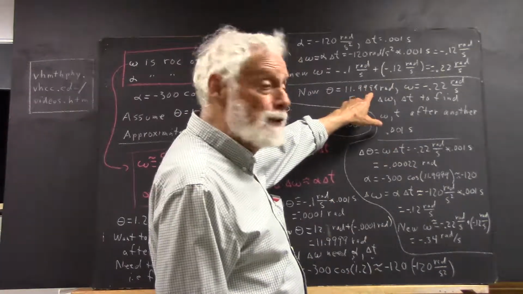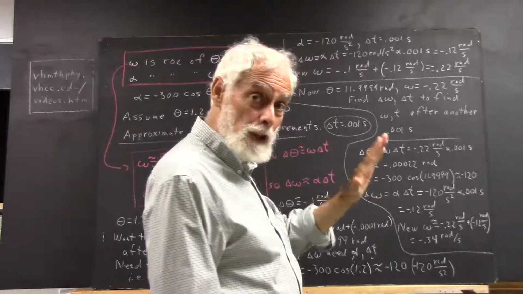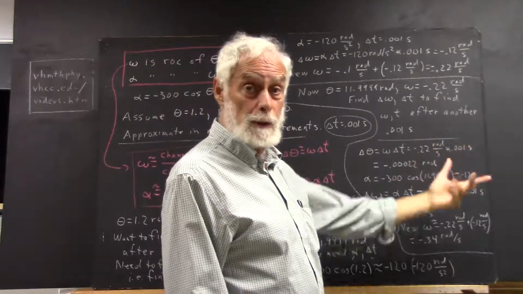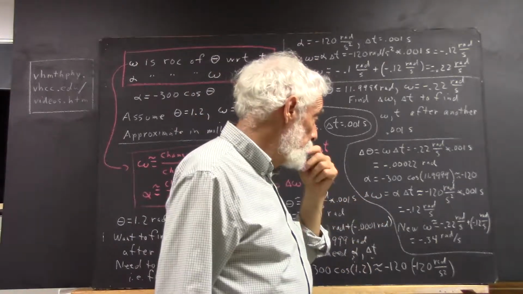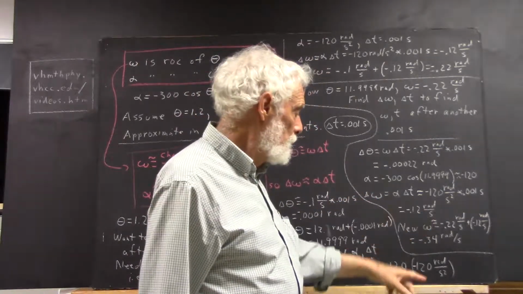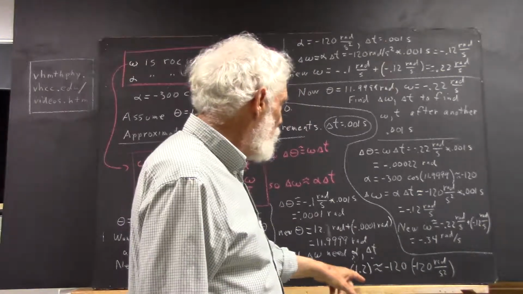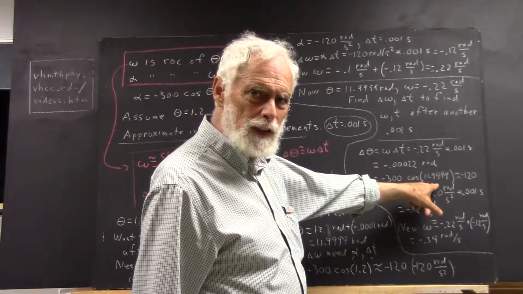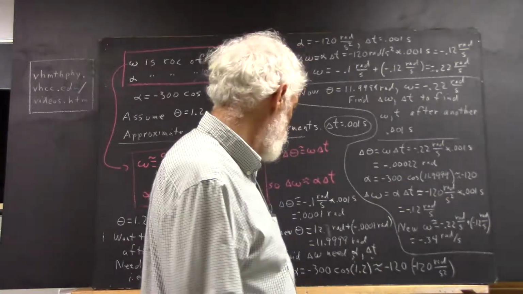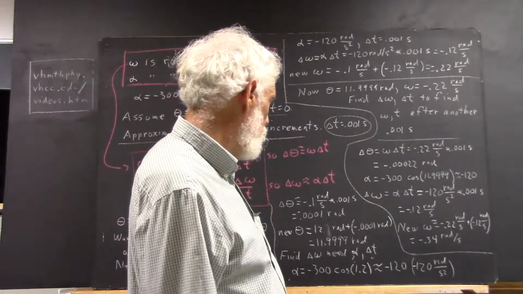Okay, not much change in theta because, again, we're not moving very fast, and this is a pretty short time interval, right? Our change in omega is going to be pretty much the same as before. Theta hasn't changed by much. The cosine of 1.2 and the cosine of 11.999.